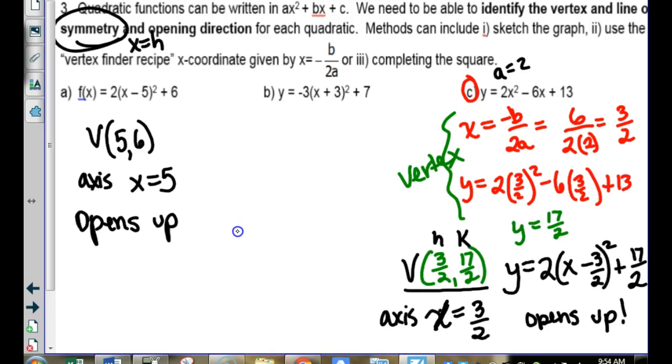Now, if we had to find the other form, we would have to FOIL this out and distribute and add 6 to get it back to polynomial form. Thankfully, it didn't ask us to do that. All right, so B is equally easy. Can you give me all the information for B?